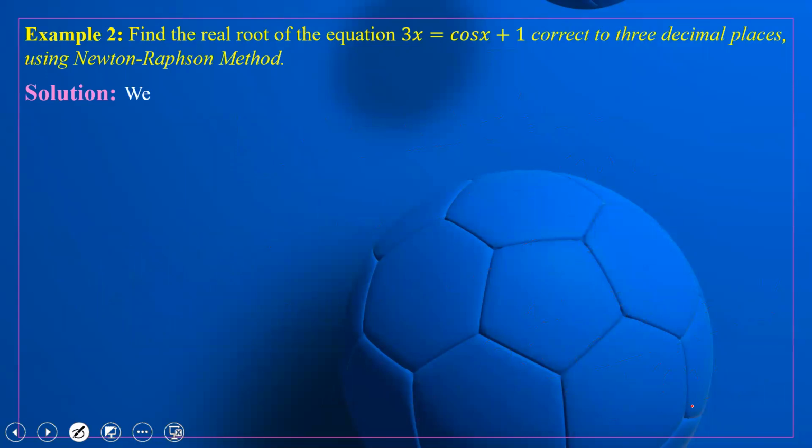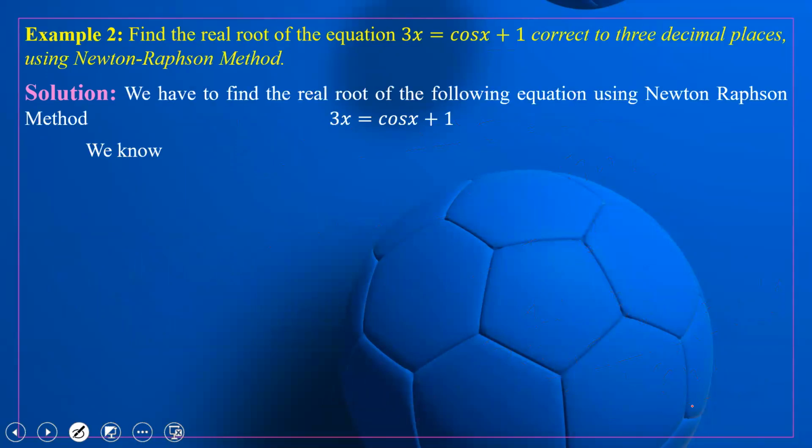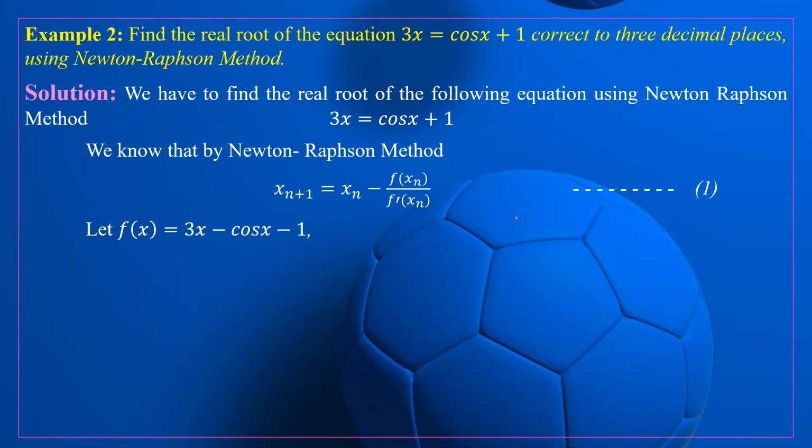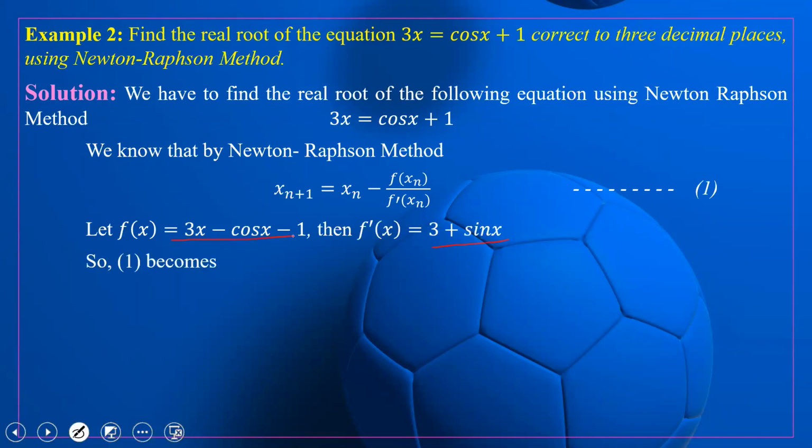So let us see how to solve this question. We have to find the real root of the following equation using the Newton-Raphson method. Let us put xn plus 1 is equal to xn minus f of xn upon f dash of xn. This is equation number 1. Let f of x be equal to 3x minus cos x minus 1. Then f dash of x is 3 plus sin x, as we have already seen.